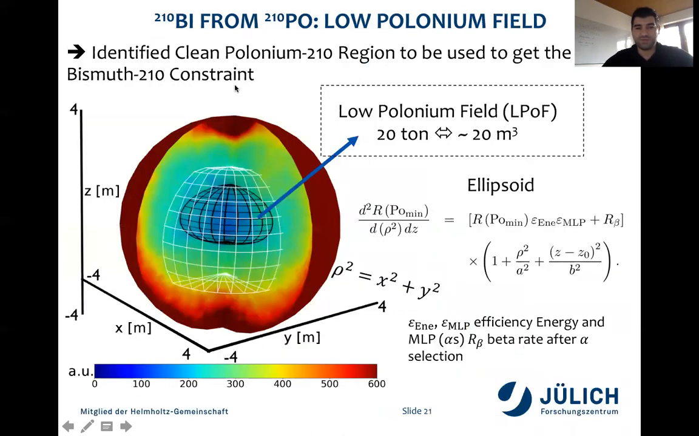And in phase 3 we have identified a clean polonium region to be used to get the bismuth-210 rate, and this is what we call the low polonium field. It's a 20-ton volume, corresponding to almost 20 cubic meters, and can be modeled by an ellipsoid here. The model is given here with some parameters. One is the minimum rate of the polonium, then we have efficiency factors of energy and the MLP variable, which is important for the alpha selection, and then there is also the beta rate after the alpha selection, since we don't have perfect alpha selection.